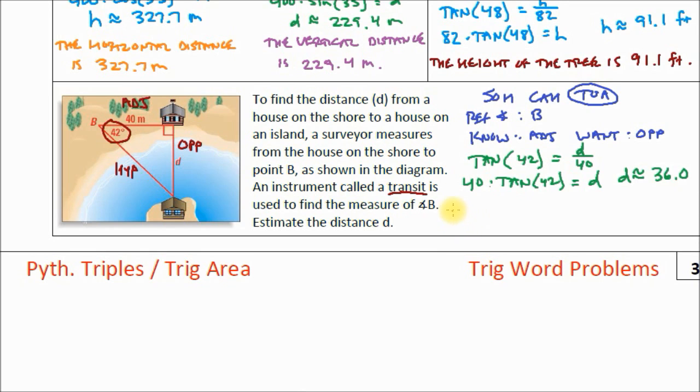I can just write this, the distance is 36.0. And I know it's hard to read, but this is labeled 40 meters. So 36.0 meters. There are some good examples of using trigonometry to solve word problems.